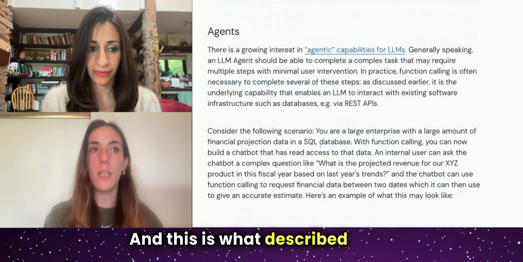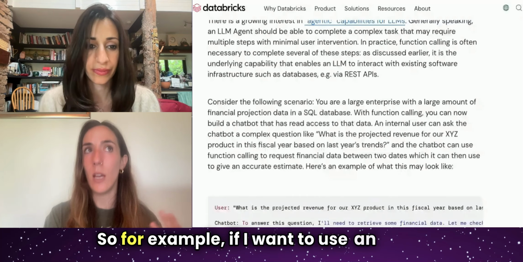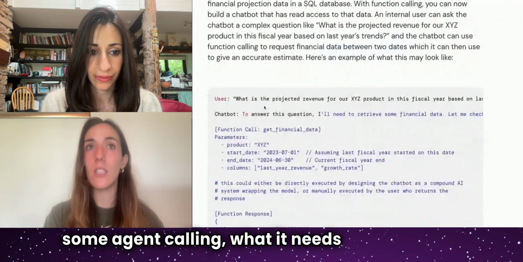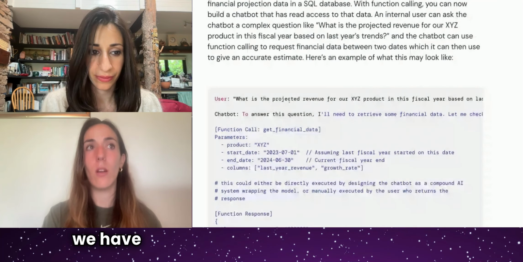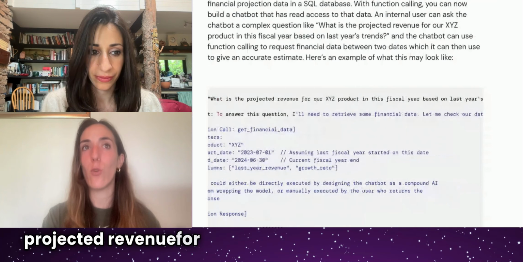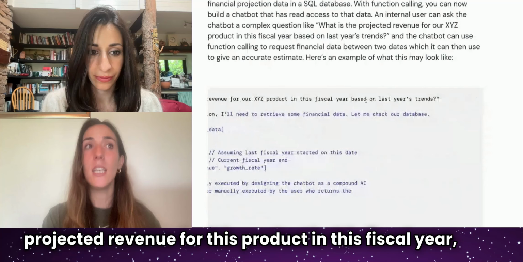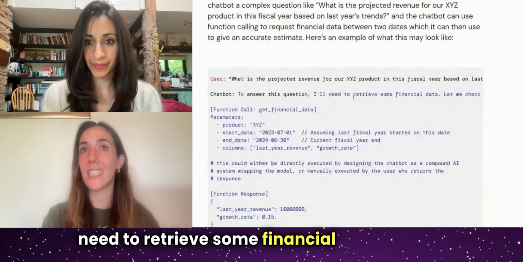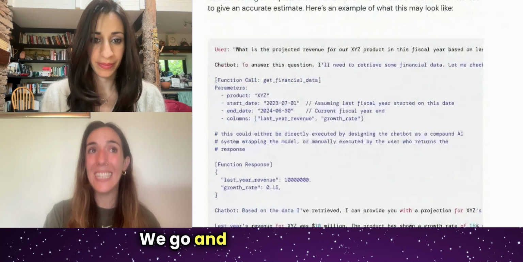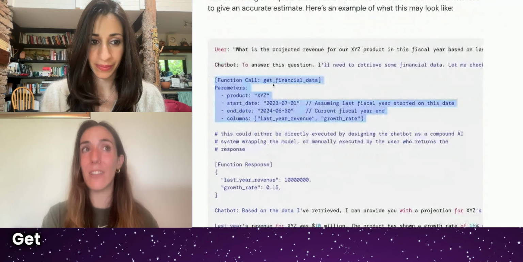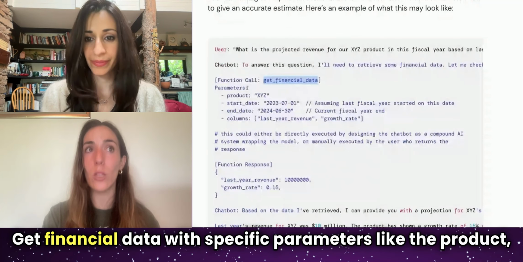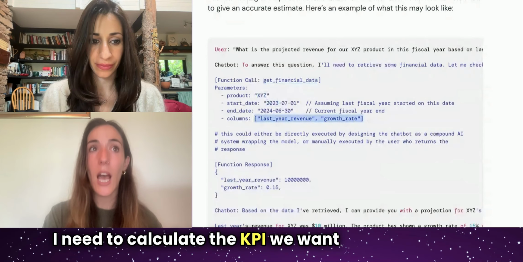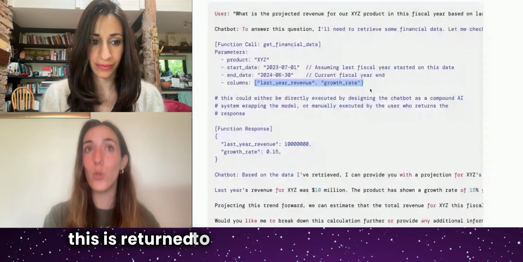And this is what is described here. For example, if I want to use an agent or an LLM in a compound system with some agent calling, we have the user request, which is: what is the projected revenue for this product in this fiscal year? Then the chatbot needs to understand that it will need to retrieve some financial data for this. It has to hit this get financial data function with specific parameters like the product, the start date, the end date, and the columns I need to calculate the KPI we want.